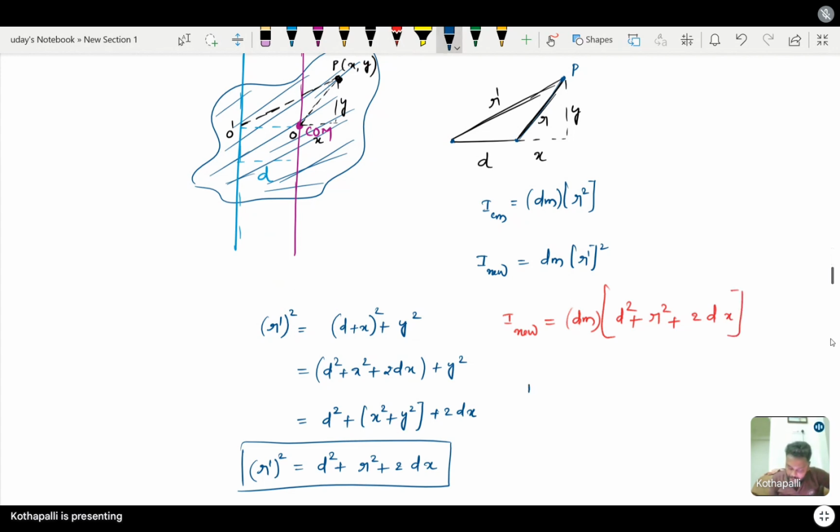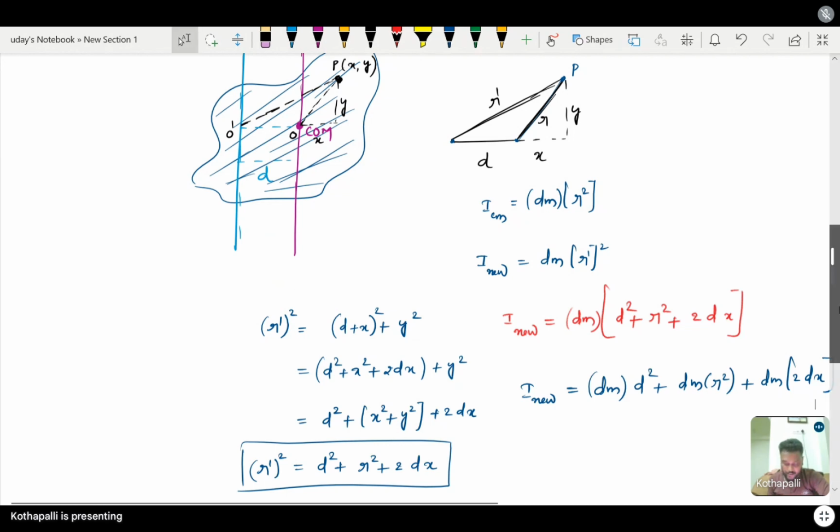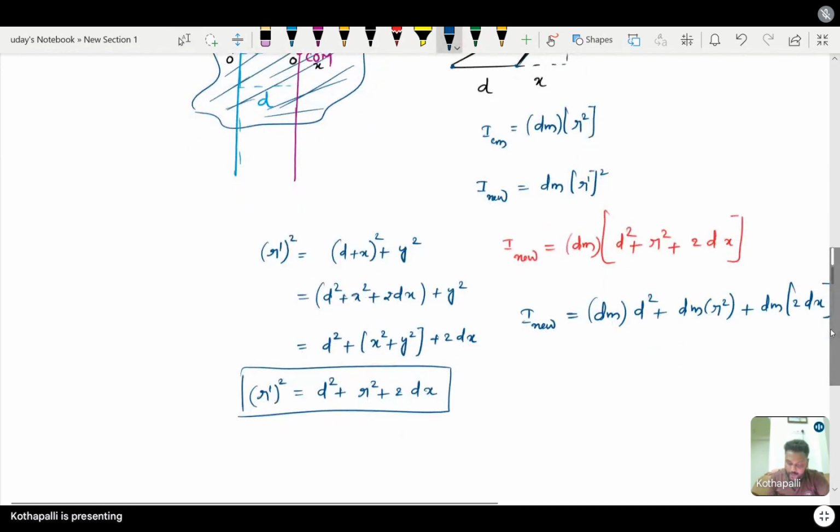Okay, now about the new axis for that point mass, it will be dm into d square plus dm into r square plus dm into 2 into d into x. Okay, now see it clearly. dm into d square: if I take it for the total mass, the integral or sigma of dm will be equal to m.